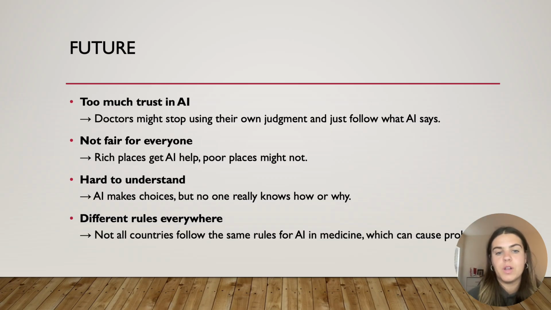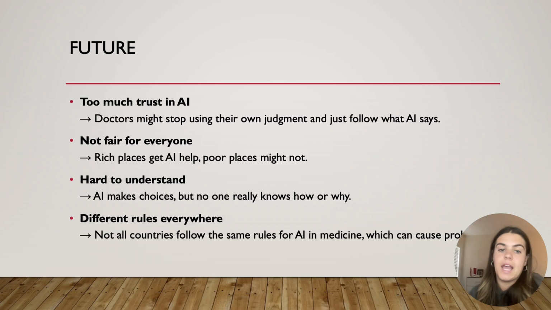Not fair for everyone. Rich places get AI, help poor places might not. So this could kind of come in a problem with hospitals. Obviously, we know of a lot of hospitals that are super nice in a great city, in a great place, so that they might have more money to spend on these really nice AI chatbots and robots in surgery, and people could start getting upset because that could take away business from other hospitals.